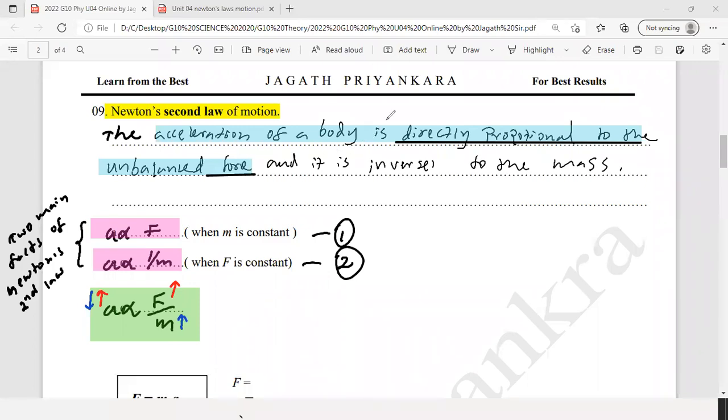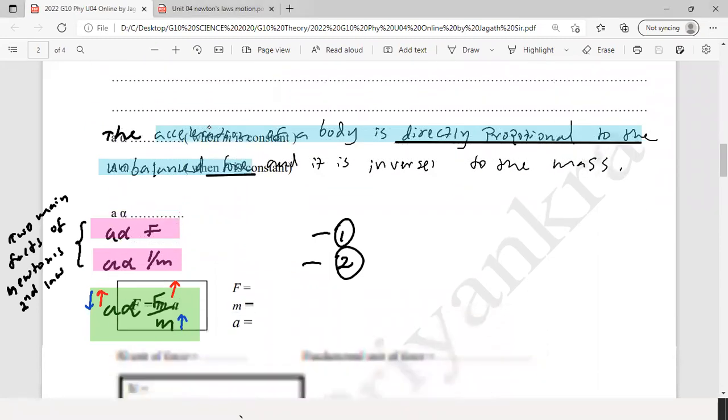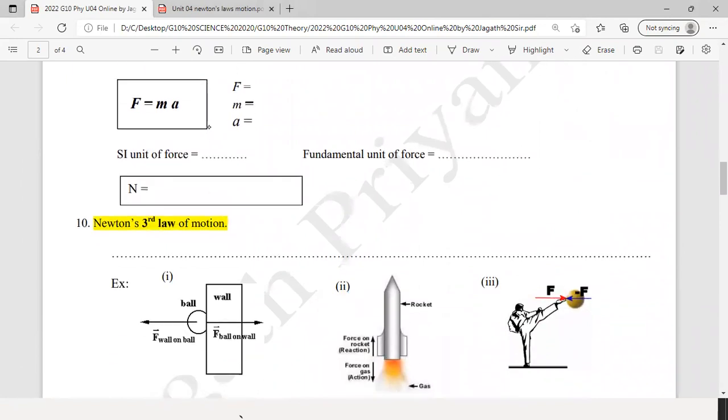Shall I read this? Did you all finish copying down? Then there's an equation by combining all three. Let's see. You can see here the final equation by combining all this. I'll erase the screen. F equals ma.